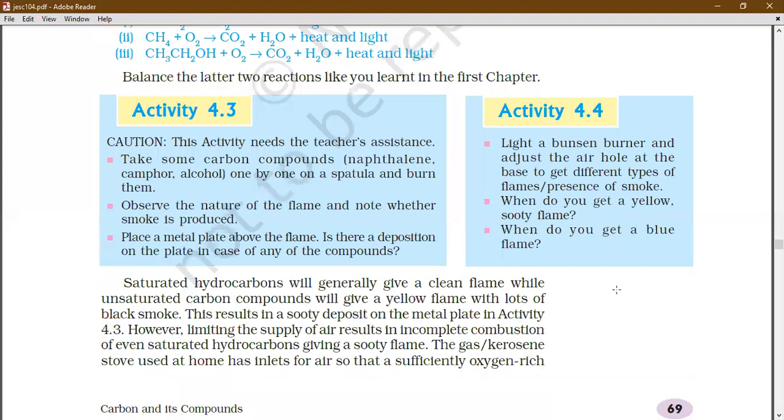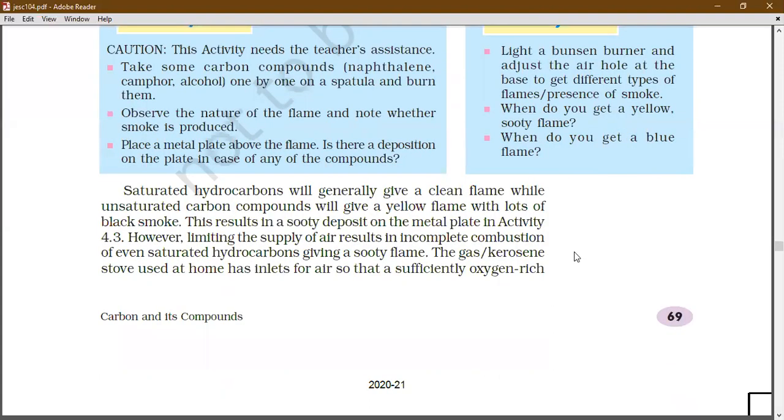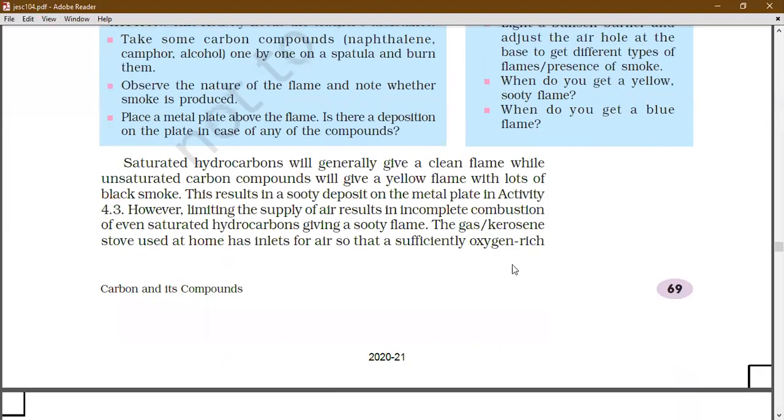Activity 4.4. Light a Bunsen burner and adjust the air hole at the base to get different types of flames or presence of smoke. When did you get a yellow sooty flame? When did you get a blue flame? Saturated hydrocarbons will generally give a clean flame, while unsaturated carbon compounds will give a yellow flame with lots of black smoke. This results in a sooty deposit on the metal plate in activity 4.3.